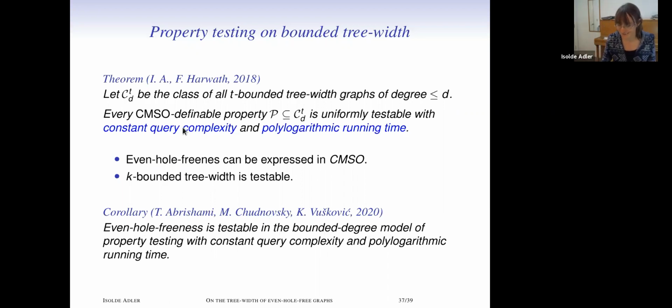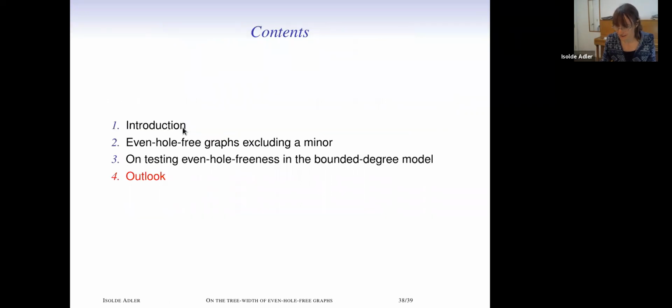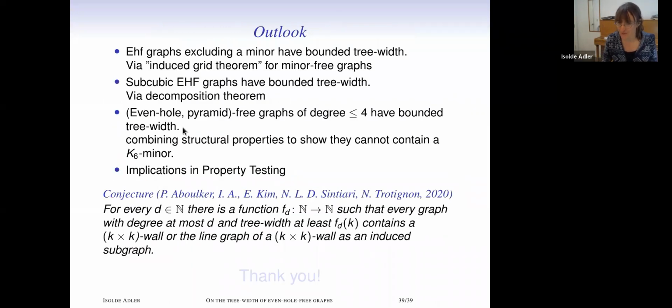Okay, so this concludes my talk. I talked about even-hole-free graphs excluding a minor, and that excluding a minor gives bounded tree width. We proved this via an induced grid theorem for minor-free graphs. We also proved some results on subcubic even-hole-free graphs, showing that they have bounded tree width, in slightly more general graph classes really. This is via a decomposition theorem. Then even-hole-free pyramid-free graphs of degree at most 4 have bounded tree width.